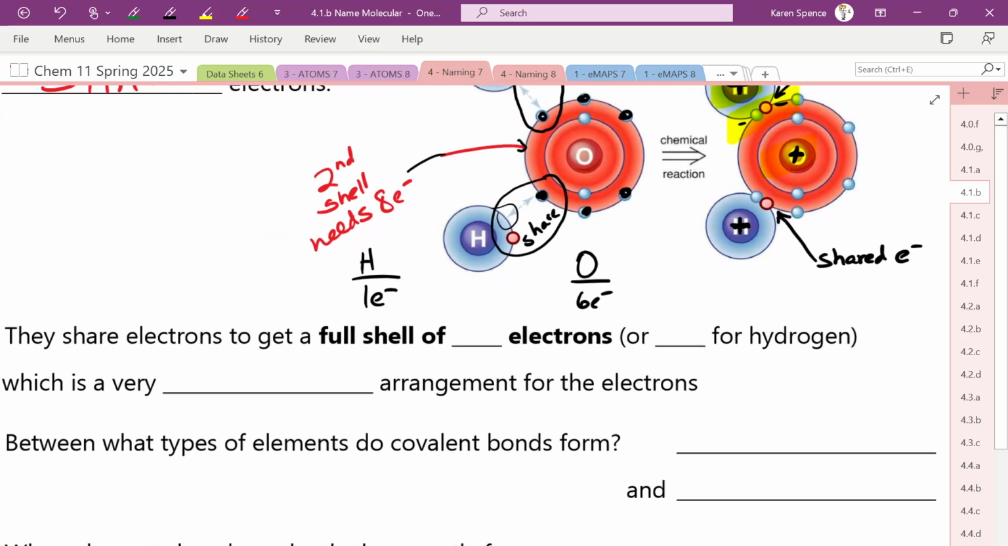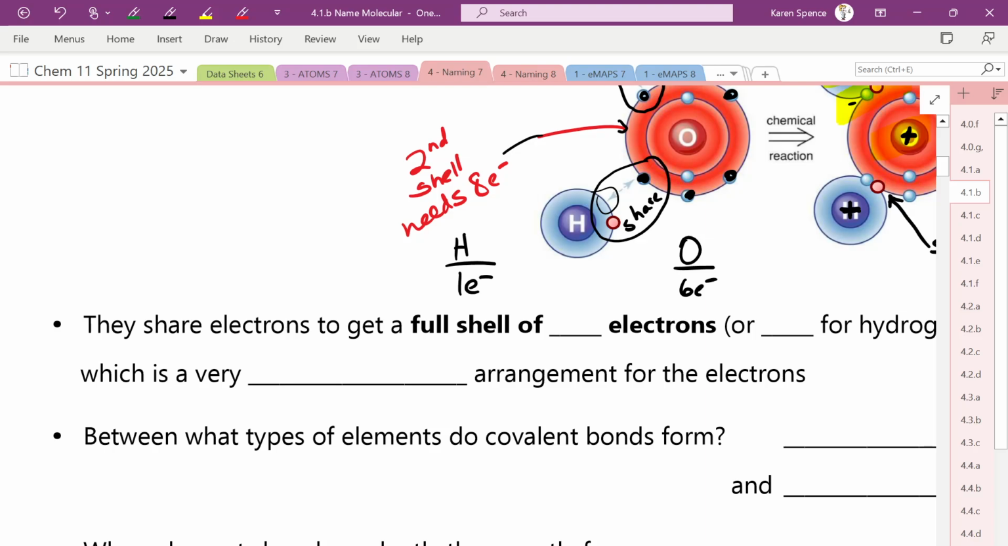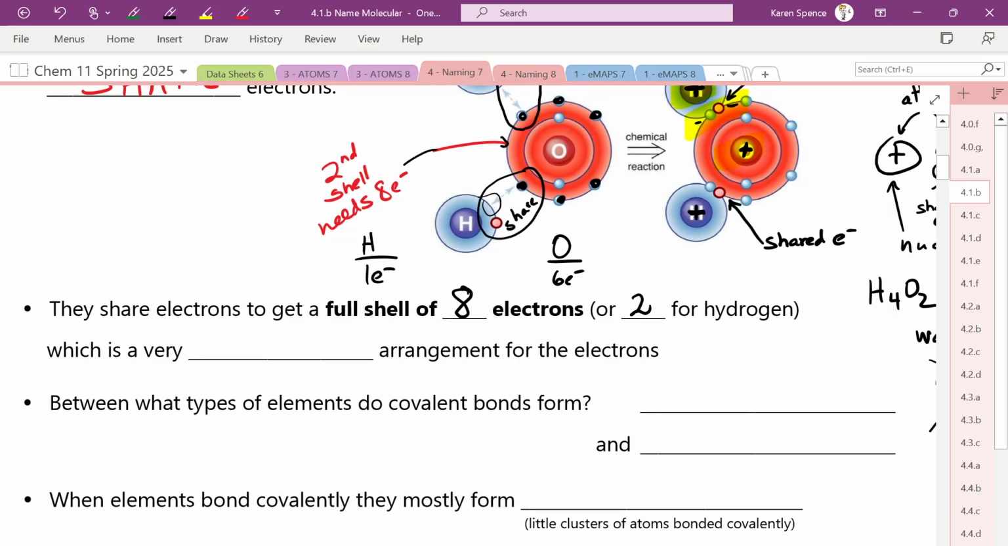Okay, so these guys share electrons in order to get a full shell of 8 electrons, or 2 for hydrogen, which is a very stable arrangement for the electrons. Between what types of elements do covalent bonds form? Non-metal, non-metal.